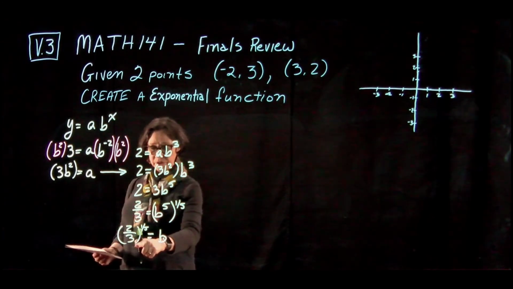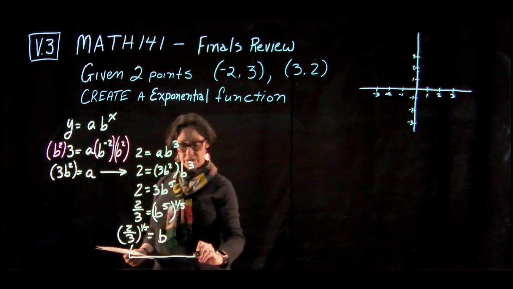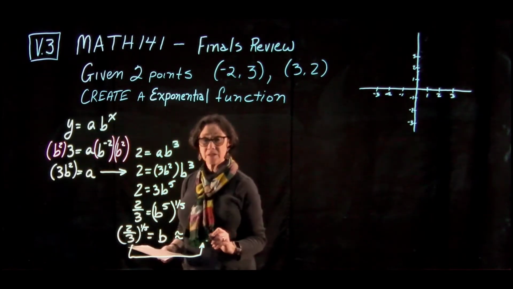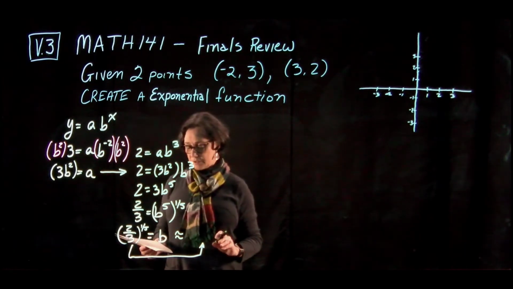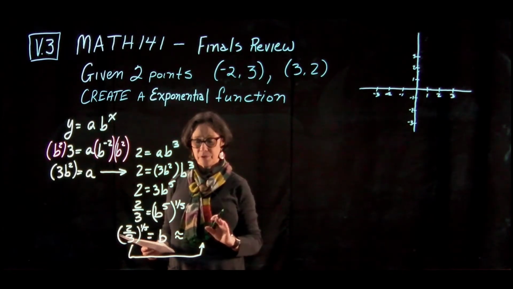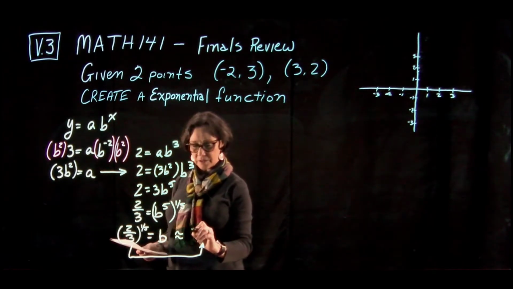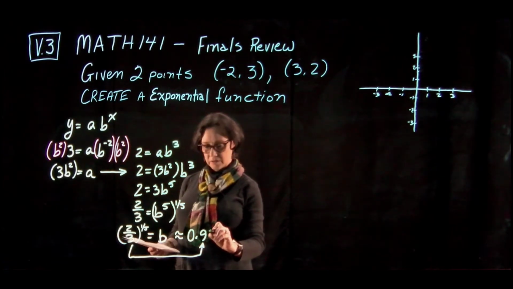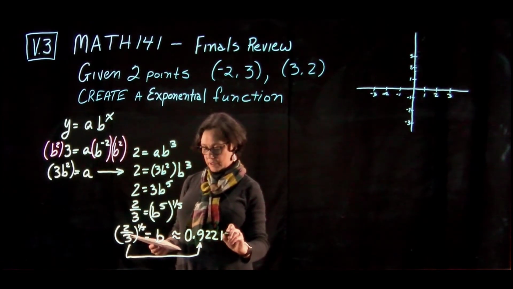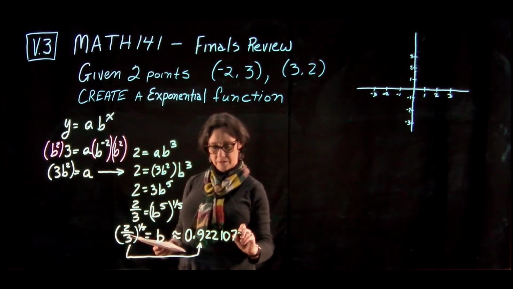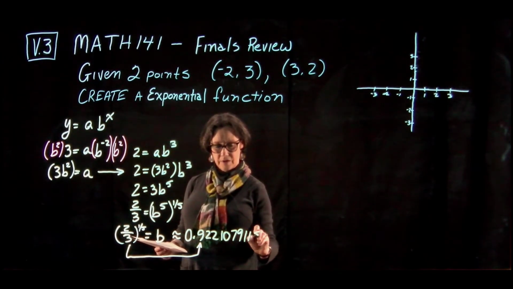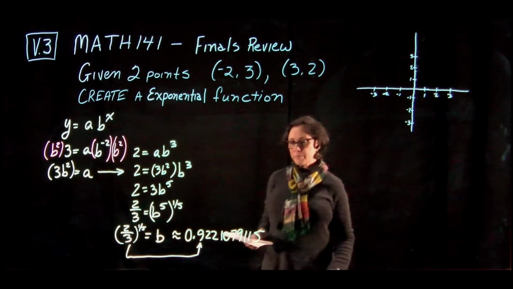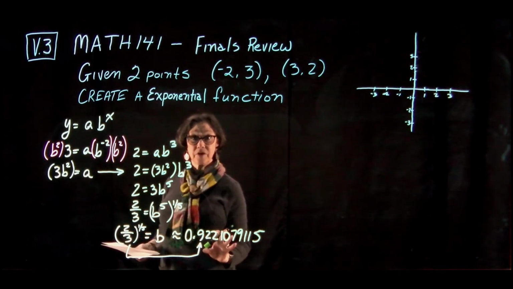The next step is to put this into your calculator. When you put it into your calculator, you will get an approximated answer. The best thing to do when you're doing these types of problems is to round to a reasonable decimal place. So this is what I got when I put it in the calculator: 0.92210791115. Way too many decimal places for an equation, but I'm going to leave it exact until the very end.